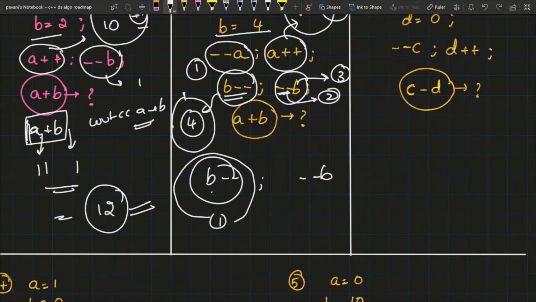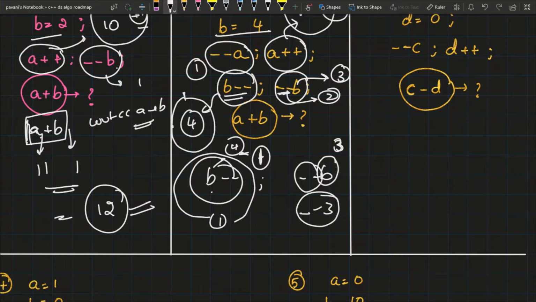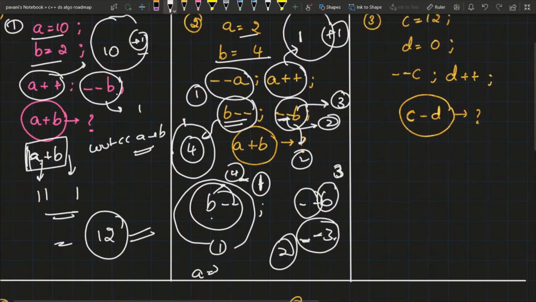So here the value of b is 4, and we are post-decrementing, so 1 will be deducted when the compiler sees it again. Here the compiler saw b again, so 1 is deducted, that is 3. And now --3, this is pre-decrement of 3, that is 2. So here the value becomes 2. Value of a is 2 because the compiler saw a again.